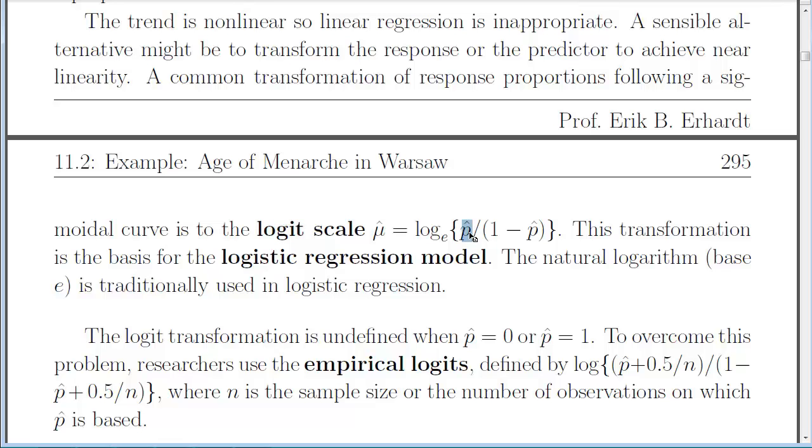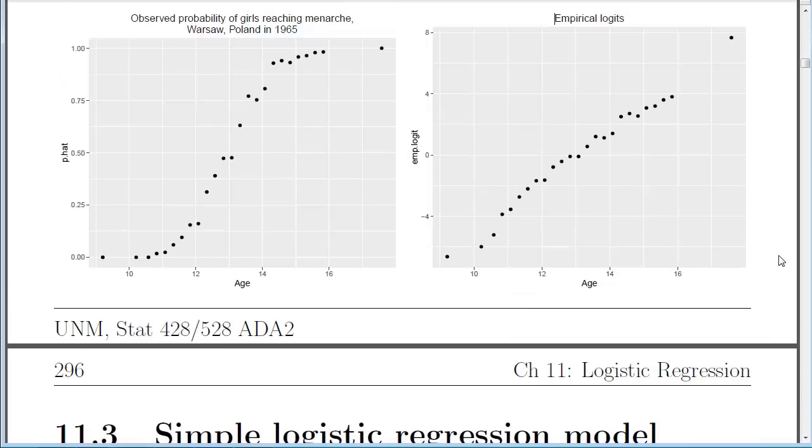So p is the probability of success, 1 minus p is the probability of failure. That ratio, probability of success over failure, is called the odds of success. And then we're going to take the natural log of the odds to get mu. And it's on that scale, the log of the odds, that we'll do our analysis. If I page down for one moment, this empirical logit is related to the log of the odds, and you can see that this is nearly a straight line. So we're going to fit a straight line over here on the logit scale.